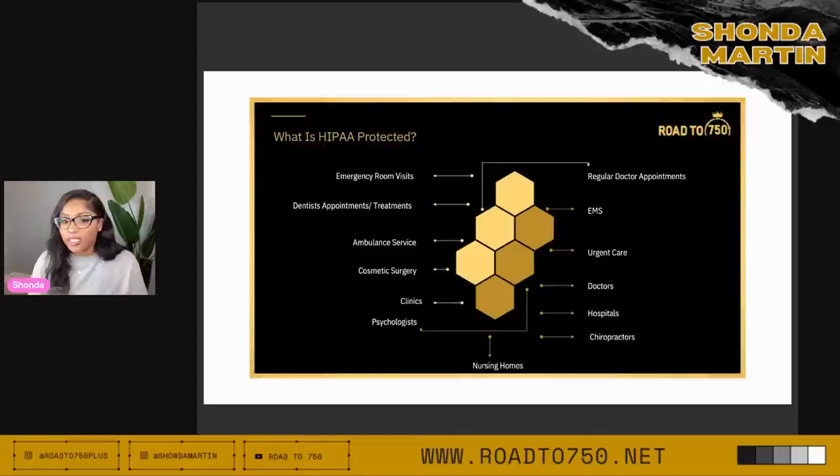What is HIPAA protected? Emergency room visits, dentist appointments, treatments, ambulance services, cosmetic surgery, clinics, psychologists, regular doctor's appointments. The list literally goes on, and honestly, this is not even a complete list. Pretty much anything that has to do with doctors and your health information is protected. These are just a few examples of different things that are protected. Why did I tell you that?